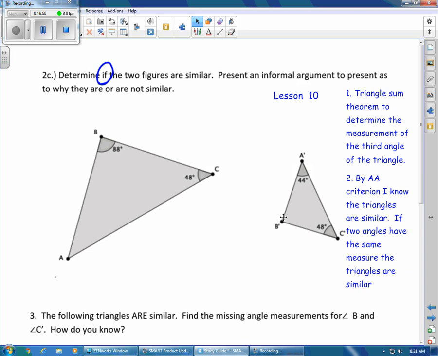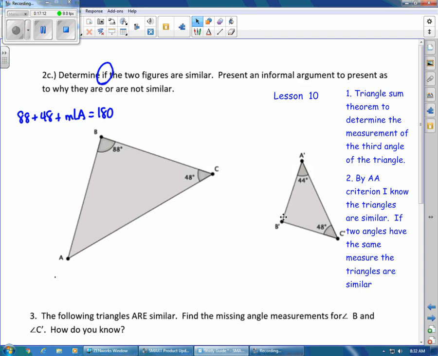So I'm going to use the triangle sum theorem. What does that mean? The triangle sum theorem: the interior angles of a triangle are going to sum to 180 degrees. So I know one is 88. I know the other one is 48. I don't know the measure of angle A, so plus the measure of angle A is going to equal 180.